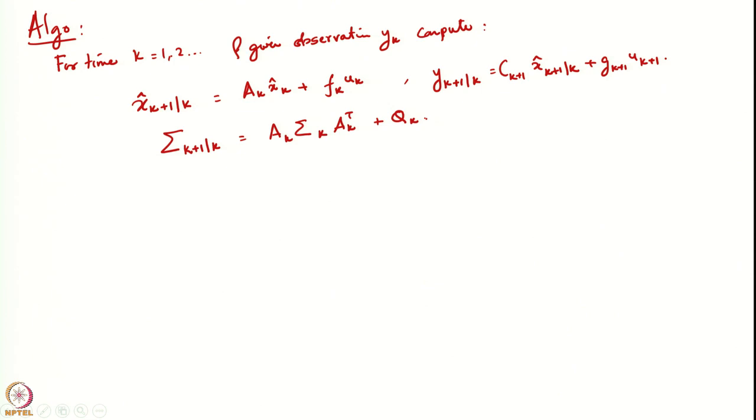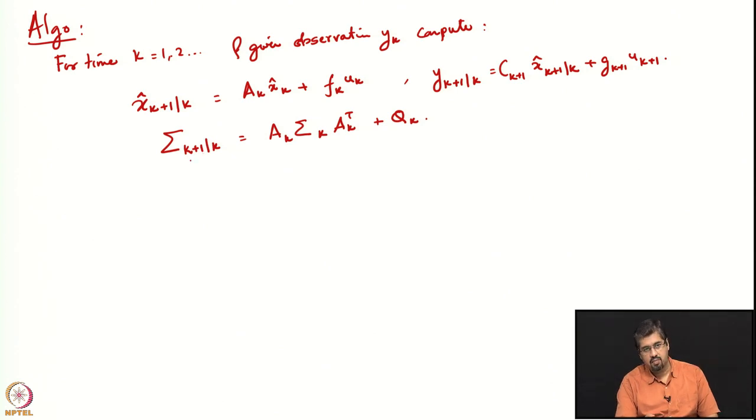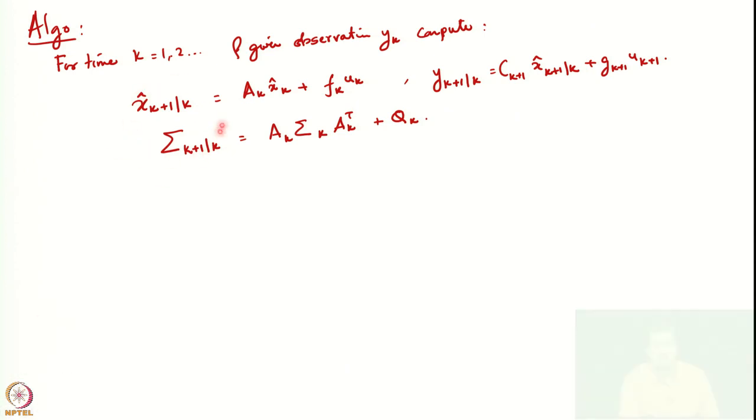Now what is the significance of sigma k plus 1 given k? The x hat k plus 1 given k is only the mean of x_k+1 given the observations up until time k. Here you have the covariance of the same term. But the important thing is that these two are enough for us to specify the distribution of x_k+1 given the information up until time k. So it is enough to give the predicted distribution, and the reason is that the predicted distribution is itself Gaussian, because all these x's and y's are jointly Gaussian. These two together specify a Gaussian distribution. All right, so this is the prediction step.